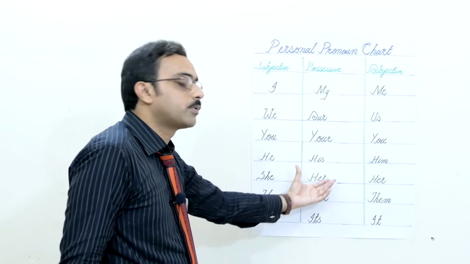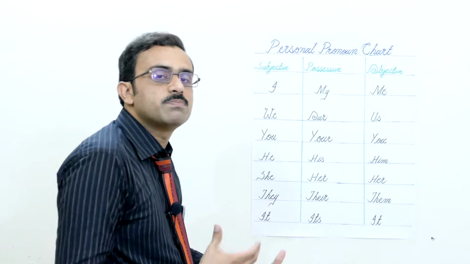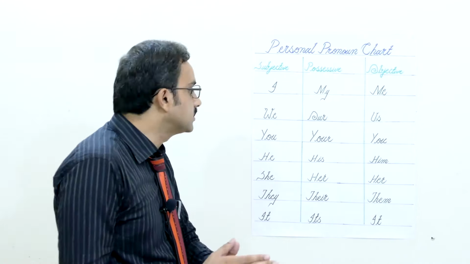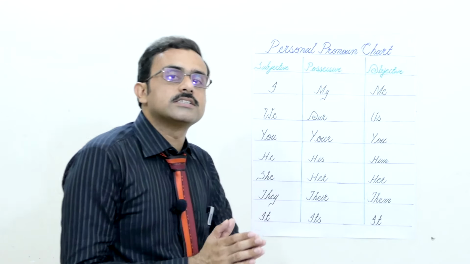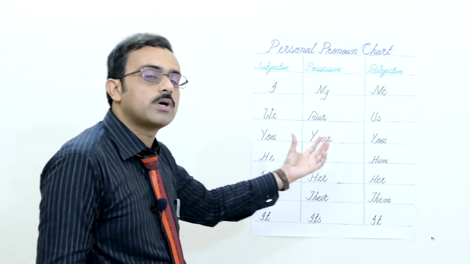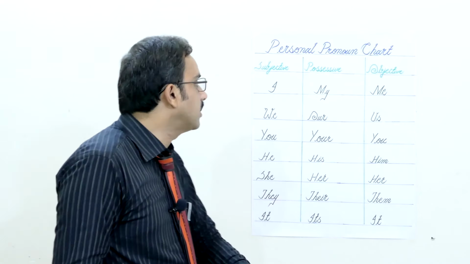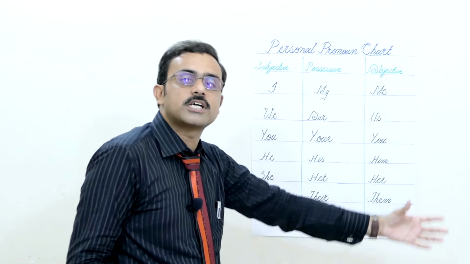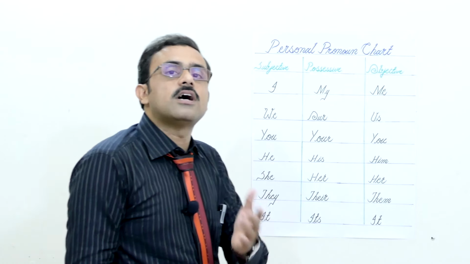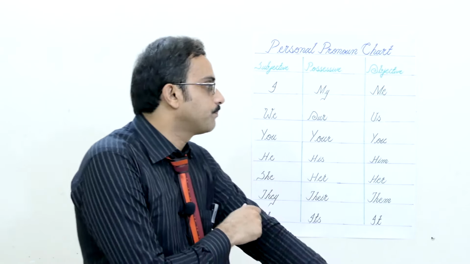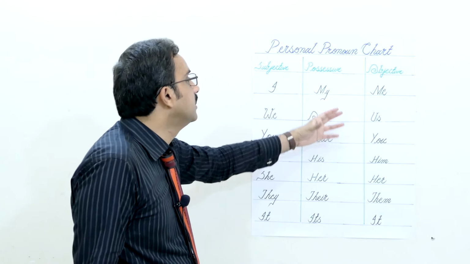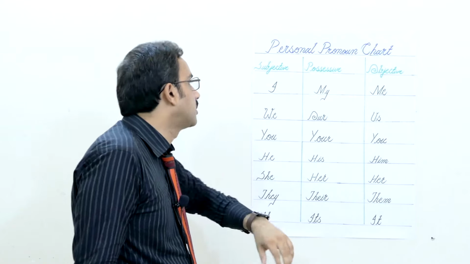So these are the pronouns. These pronouns play a vital role in active voice and passive voice, because in each and every sentence we have to convert first person pronouns into third person pronouns. We have to change subjective cases into objective cases. Earlier we discussed the difference and the prominence. Now we are discussing the personal pronoun chart.